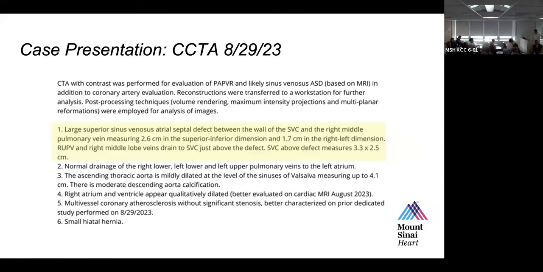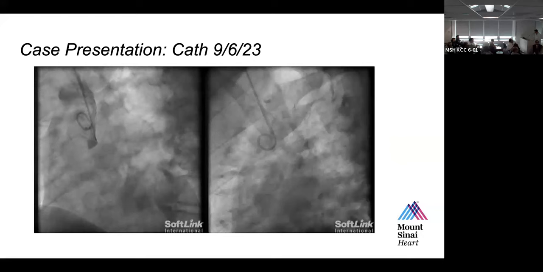All right, so we have a large superior sinus venosus atrial septal defect between the wall of the SVC and the right middle pulmonary vein. And then we also have the right upper pulmonary vein draining anomalously to the SVC above the defect, as we spoke about. I just want to make one point.